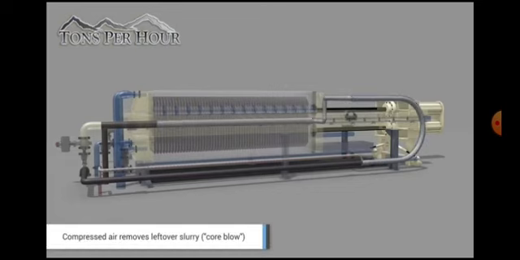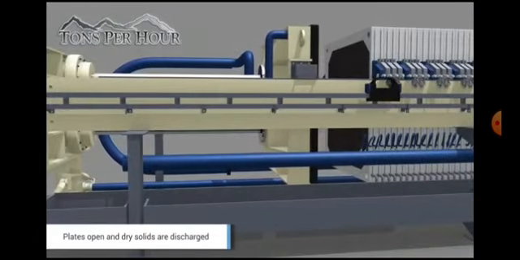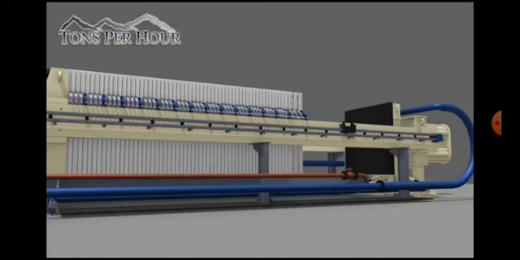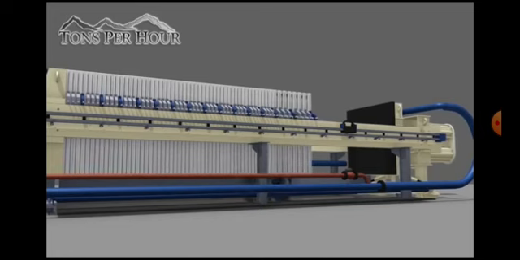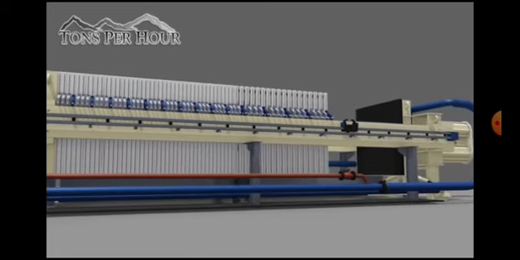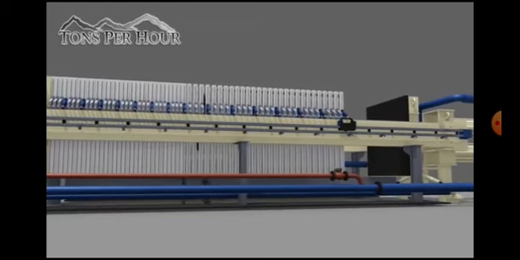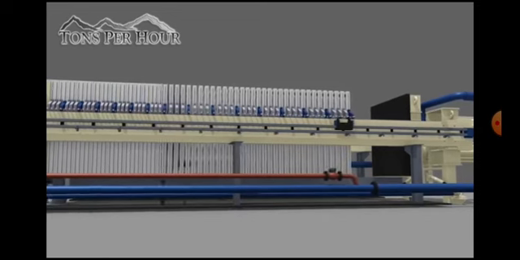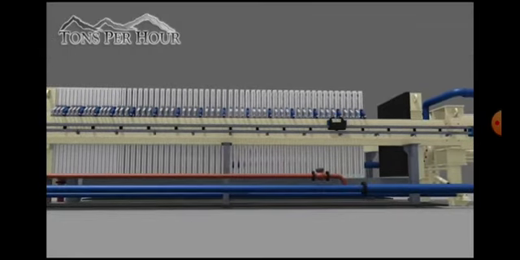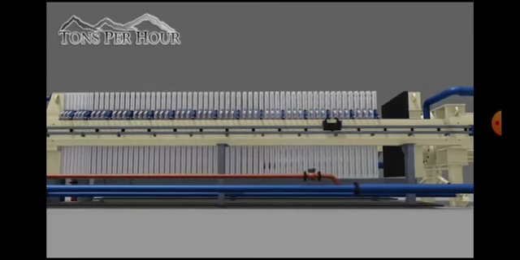This compressed air is responsible for the removal of the leftover slurry. Then the plates open and dry solids are discharged, like you can see at the bottom, the solids are getting discharged after the loosening. So it is a complete animation that shows the actual working of plate frame filter in the industries.